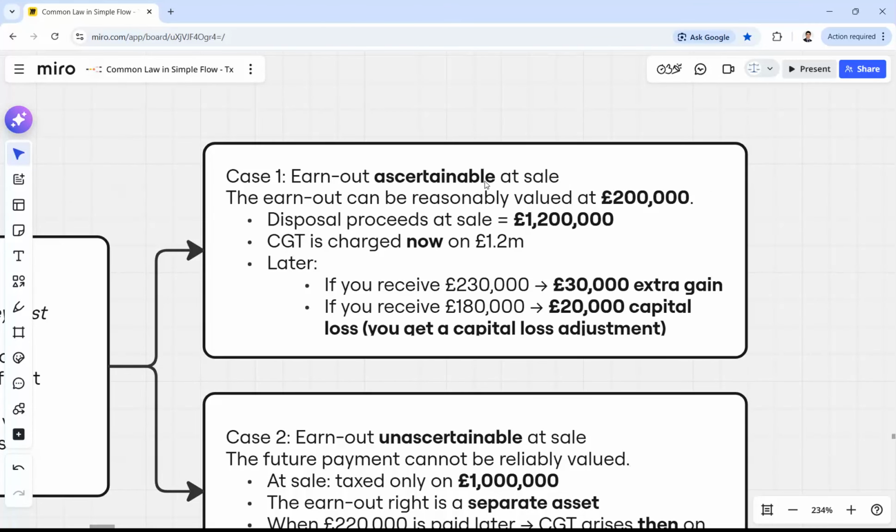Earn out ascertainable at sale. The earn out can be reasonably valued at 200,000. Disposal proceeds at sale: 1.2 million.